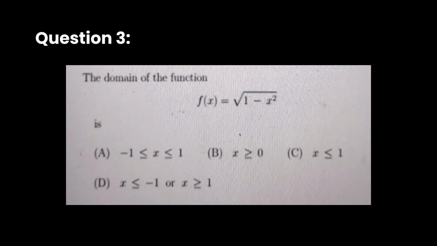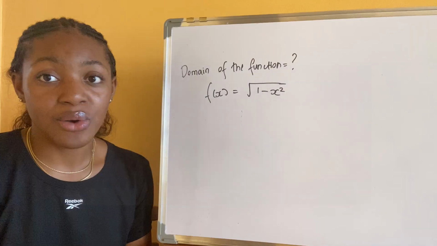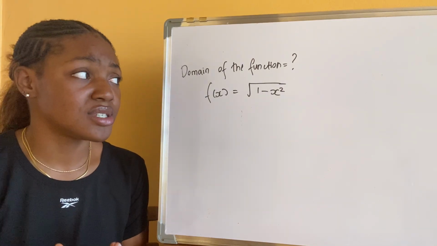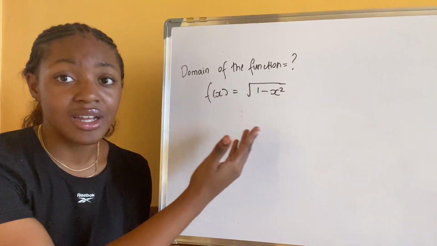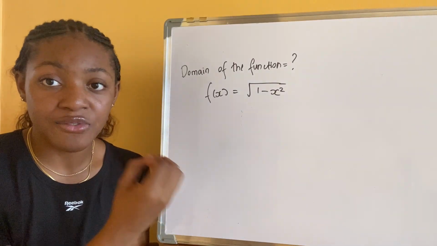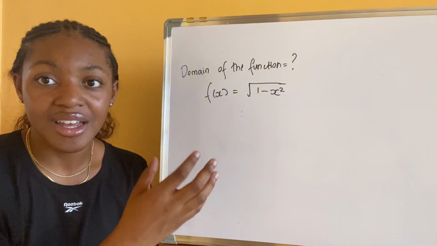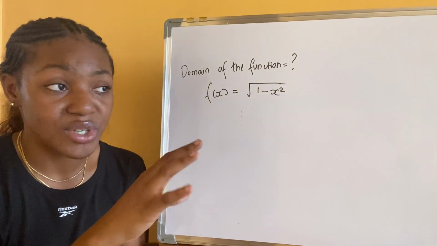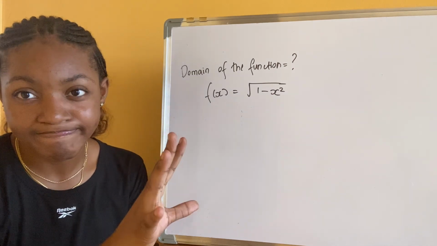Question 3. The domain of the function f of x equal root of 1 minus x squared is, so we're finding the domain of the function. So we're trying to figure out what x values we can substitute in the function and get an answer. What x values make the function defined or exist? We're gonna get an answer from the function when we substitute the x values basically.